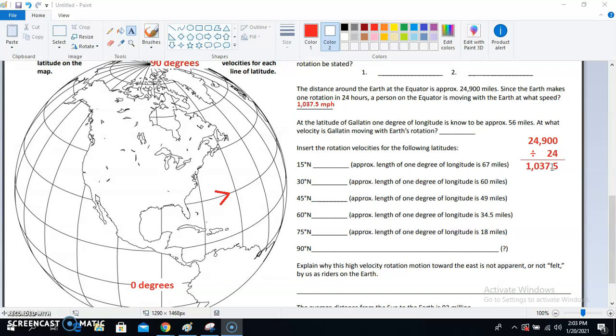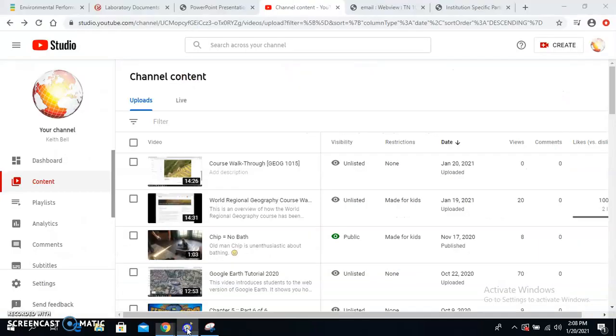Now, I think that's pretty straightforward math, but you'll find that it's not so straightforward once you start looking at changing the distance between those lines of longitude, the length, that is, of 1 degree of longitude at certain areas north or south of the equator.